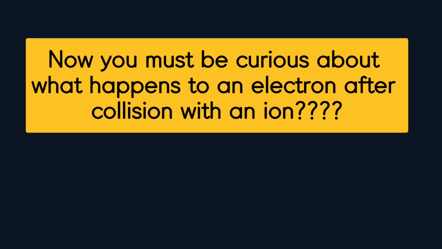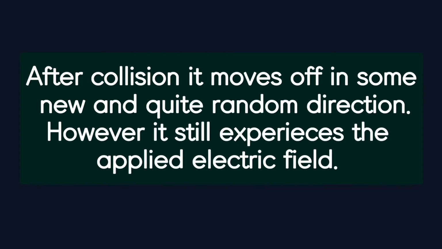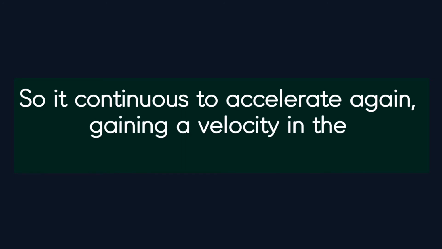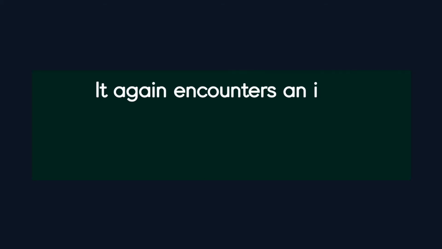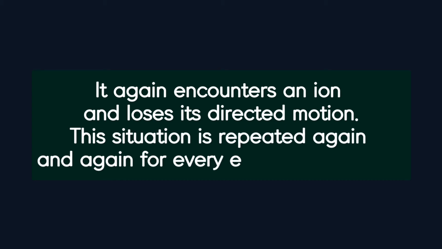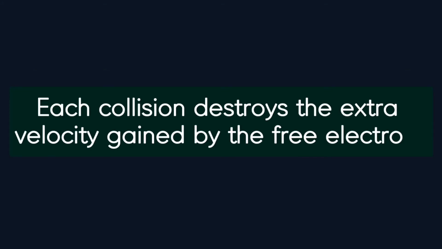Now you must be curious about what happens to an electron after collision with an ion. After collision, it moves off in some new and quite random direction. However, it still experiences the applied electric field. So it continues to accelerate again, gaining a velocity in the direction of the positive terminal. It again encounters an ion and loses its directed motion. This situation is repeated again and again. Each collision destroys the extra velocity gained by the free electron.